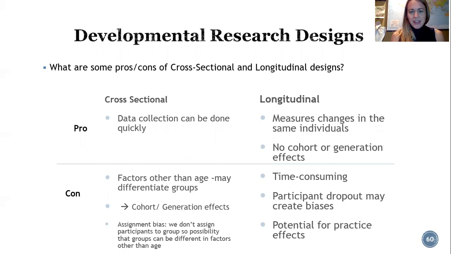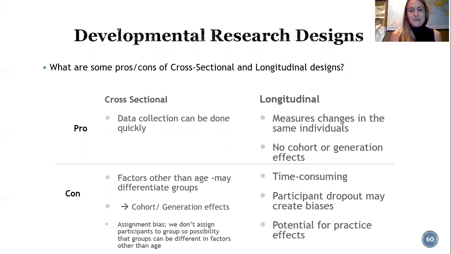Let's talk about longitudinal now. Basically, the pros of one are the cons of the other. So the benefit of longitudinal research is we don't have to worry about those cohort or generational effects, and we're measuring changes in the same individual. So the same people serve as their own controls. The downside is that it takes more time. We have to do our research over many years, and people might drop out of the study, and the people who drop out may be different than the ones that stay. And this may introduce a bias in our research. So all of this means that we have to take this into consideration.